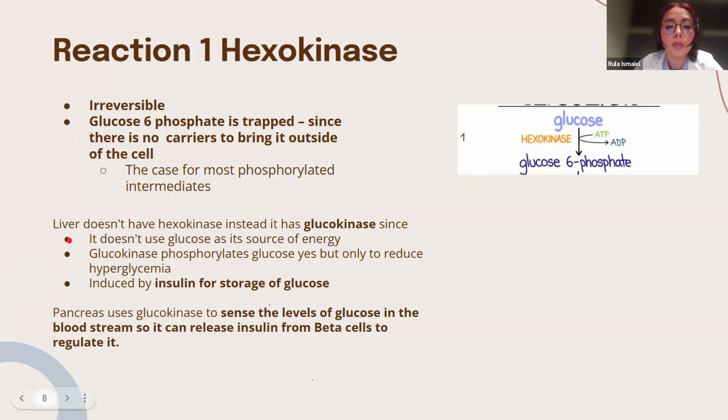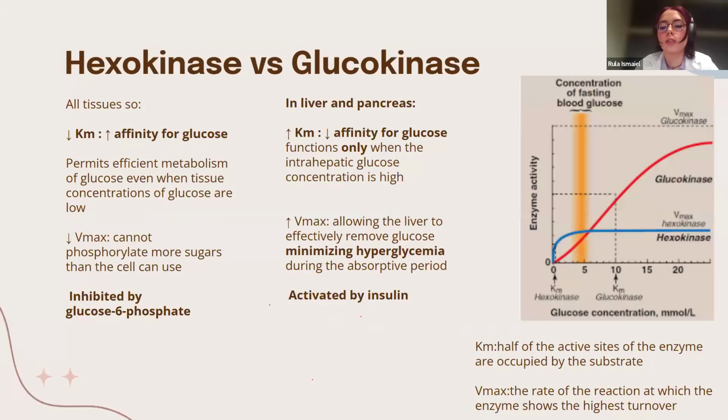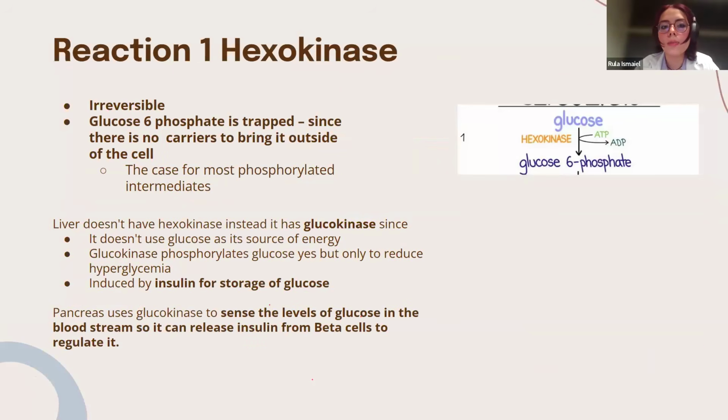Another thing to point out is that the liver and the pancreas, they do not use hexokinase, they use glucokinase, okay? The liver, first of all, doesn't use glucose as its source of energy. Glucokinase phosphorylates glucose, yes, but only to reduce hyperglycemia. It's basically just to take it out of the blood and lower hyperglycemia. It's induced by insulin for storage of glucose. Okay, glucokinase is induced by insulin for storage of glucose.